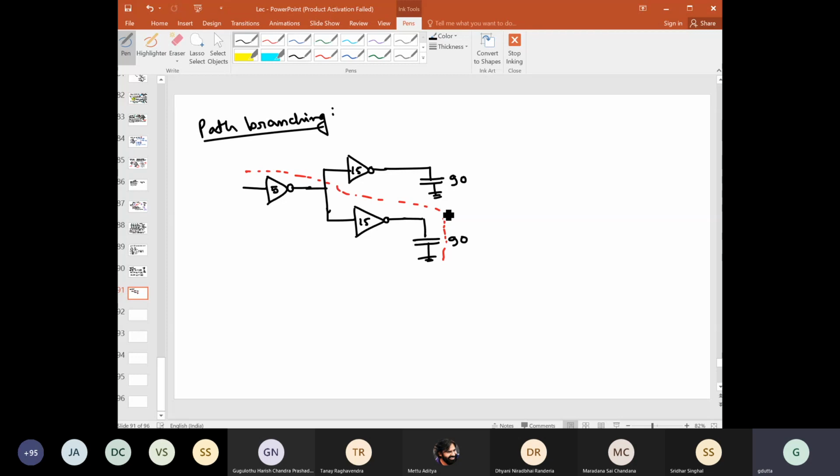Let us try to find the total effort. Let us say the effort here is F1, and here the effort is F2, right? Then let us find what F1 and F2 are, and then what the total F is. So total F is basically F1 into F2, the total effort.